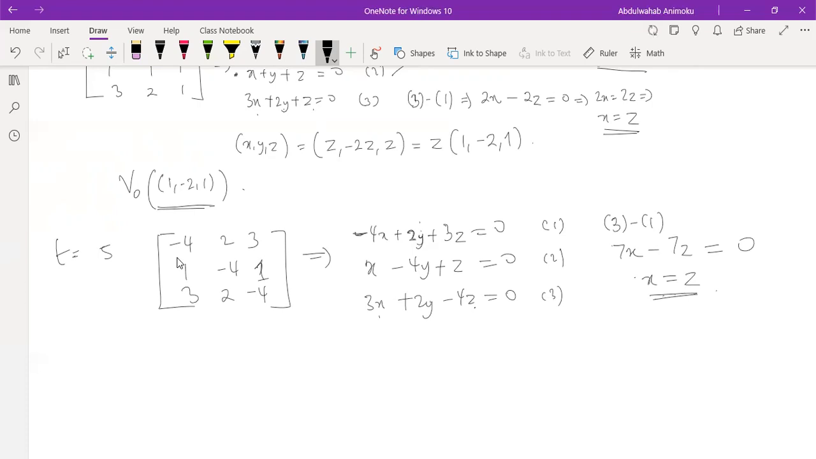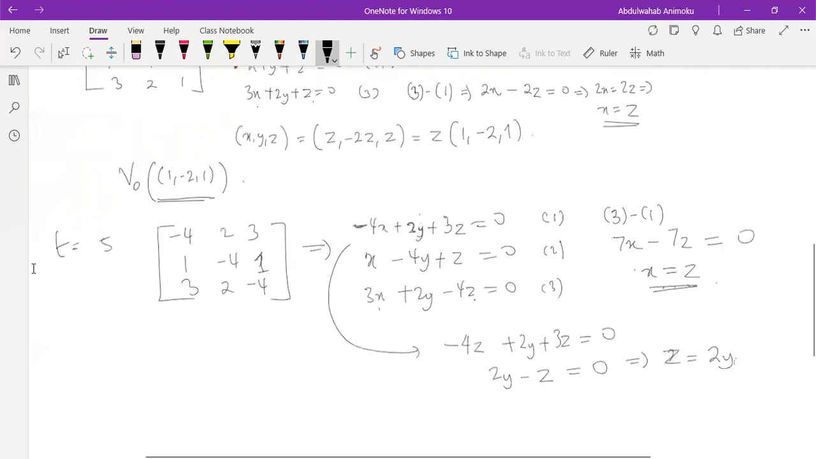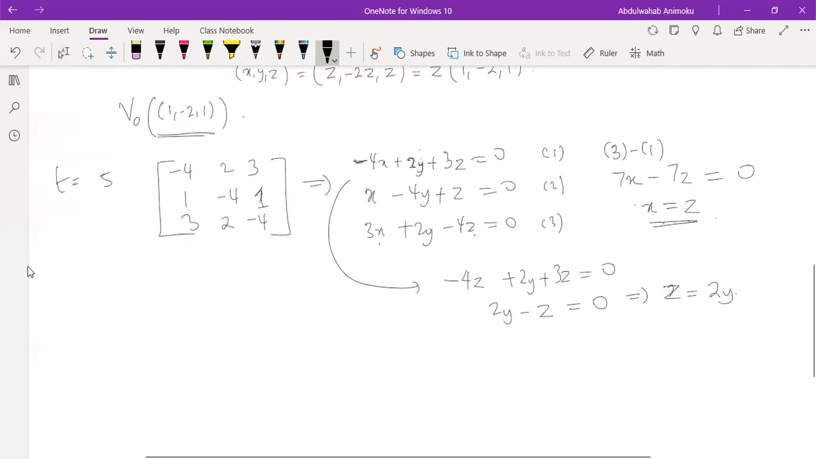Now we can substitute x equal to z in any of the equations. So let's substitute this into the first equation. What would that give us? So substitute z here. We have minus x is z. So that's minus 4z plus 2y plus 3z equal to 0, which means 2y minus z equal to 0, which means z is equal to 2y. So we now have the relationship among the three variables.